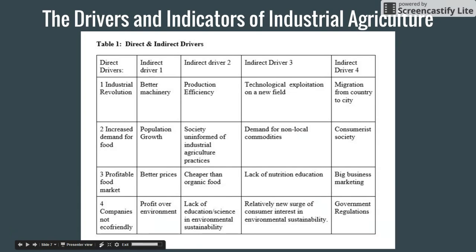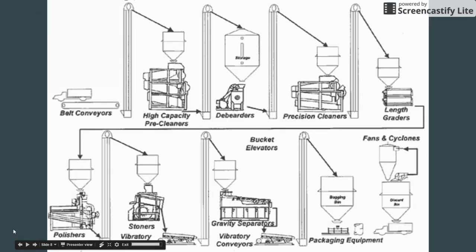indirect drivers. The 4 direct drivers are the development of the Industrial Revolution and increased demand of food nationwide, the development of a profitable food market, and finally a large number of companies without regard for their negative ecological effects. Each of these direct drivers is supported by 4 indirect drivers, all of which facilitate the direct drivers to continue on. The first direct driver of industrial agriculture is the amount of progress made during the Industrial Revolution, as well as factory development during World War II.